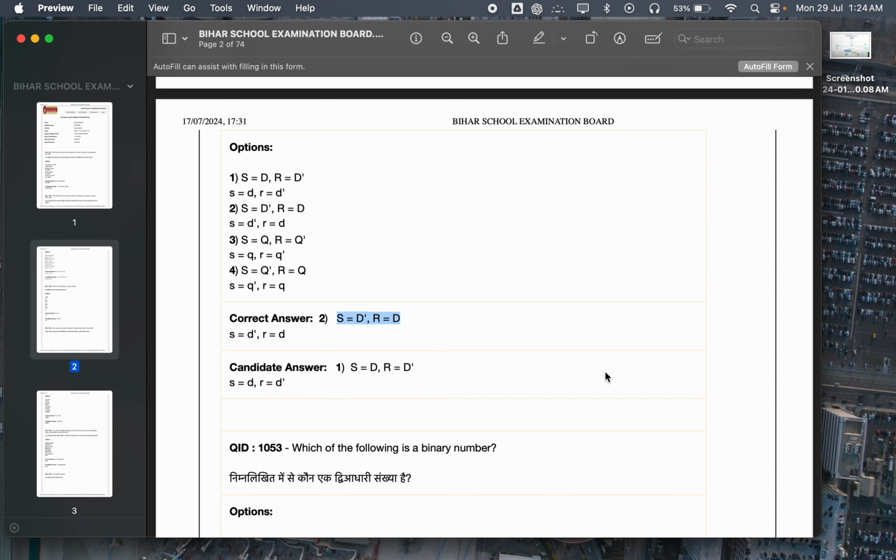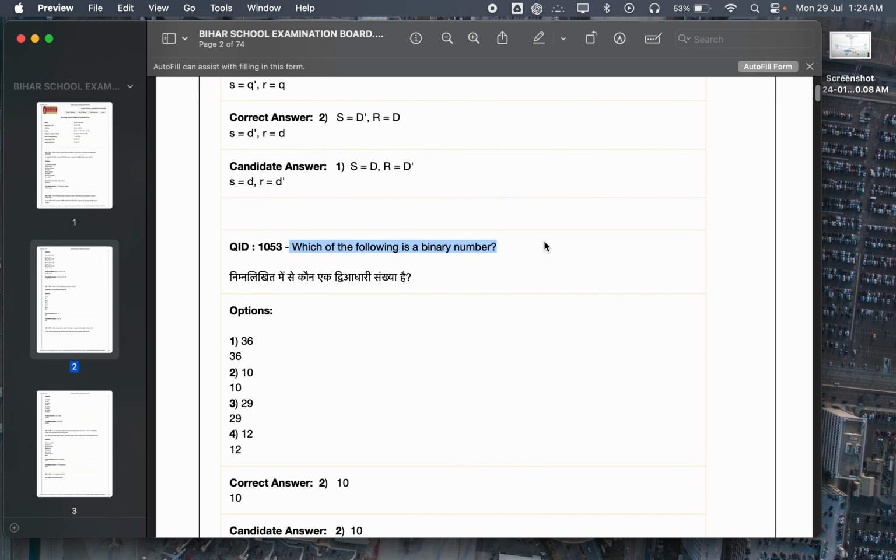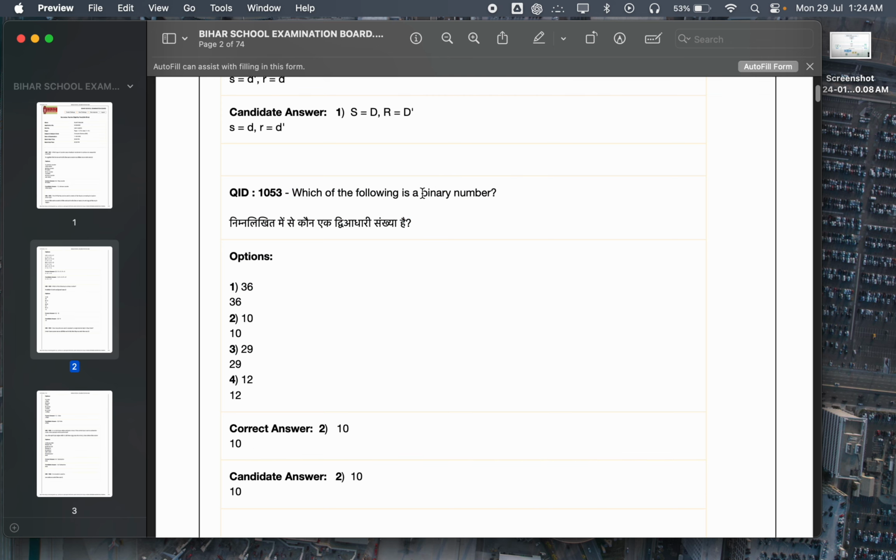Okay, now coming to the next question, which of the following is a binary number? This is a very easy question actually. Which of the following is a binary number? Binary number is 0, 1, 0, 0, or anything like the number which has values between 0 and 1, right? So binary means basically 2, so any number below 2 is binary.